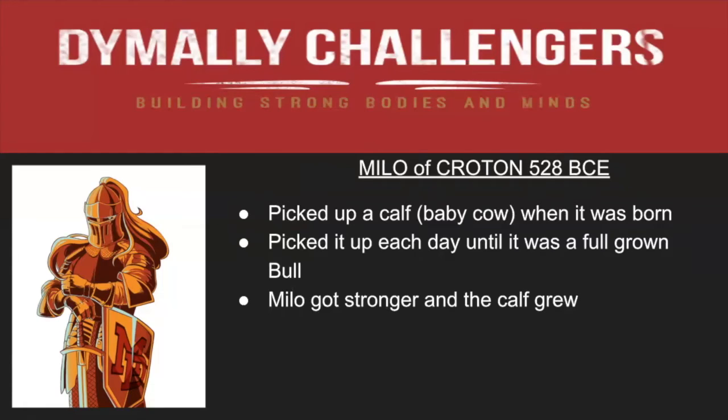It was a progressive overload. So as the calf grew, Milo got stronger, and he was able to do this. It was rumored that he was able to pick up a full grown bull, when it was about 4 years old. So it was a little bit at a time. It progressively overloaded his body to be able to eventually pick up a cow. He didn't do it on day one, right?